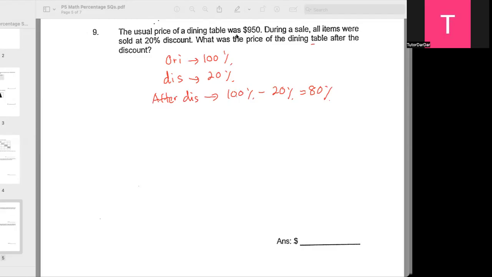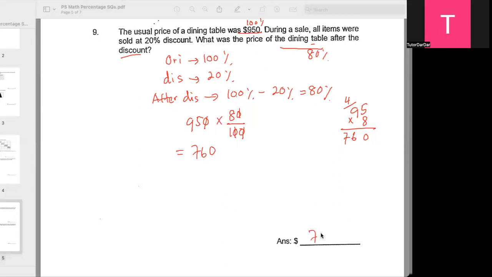Okay, so the usual price of the dining table was $950. So this is the 100% price. What are they asking? What was the price of the dining table after the discount? So they are asking for 80% of the dining table price. So what we are going to do is 950 multiplied by 80 over 100. This zero cancels, this zero and this zero cancel. So you can see you are only left with 95 multiplied by 8. So 8 times 5, and so on, you are left with 760. So this is the price of the dining table after the discount. So the answer is $760.